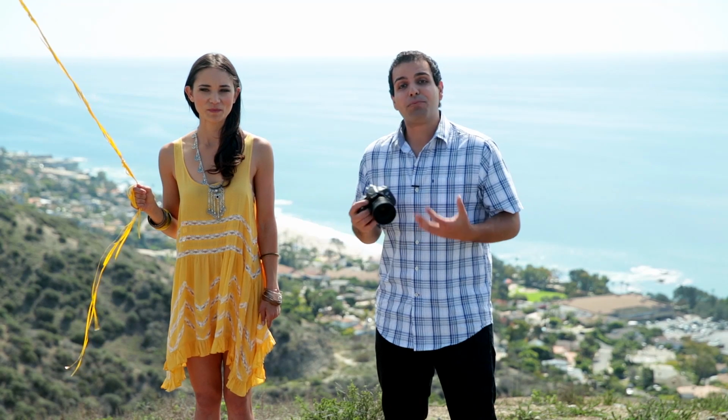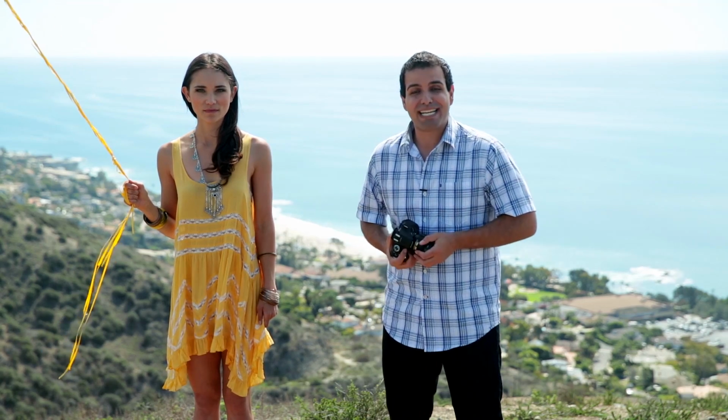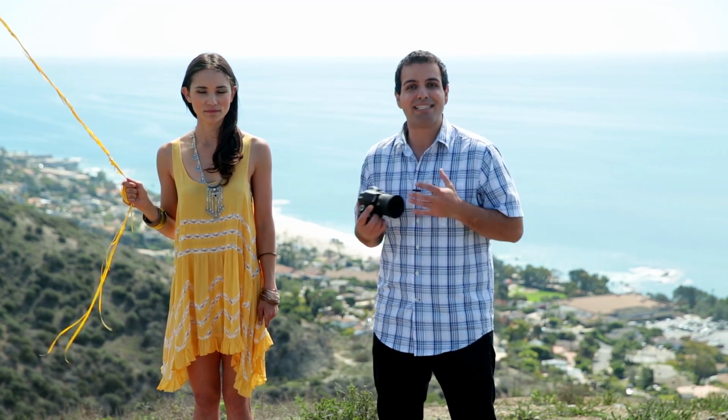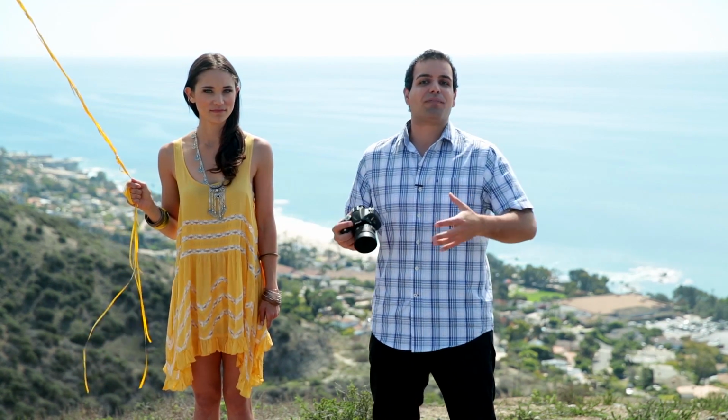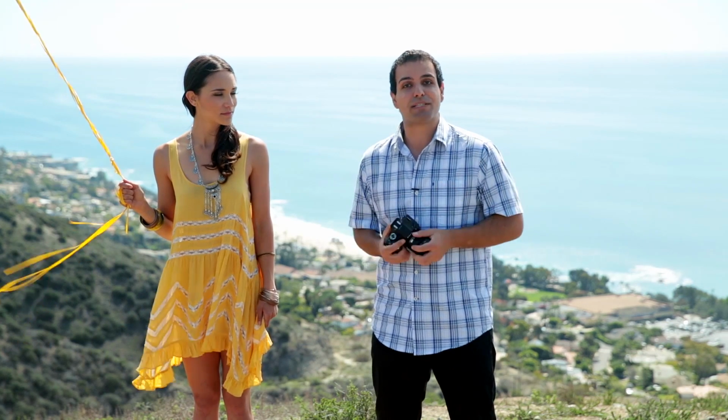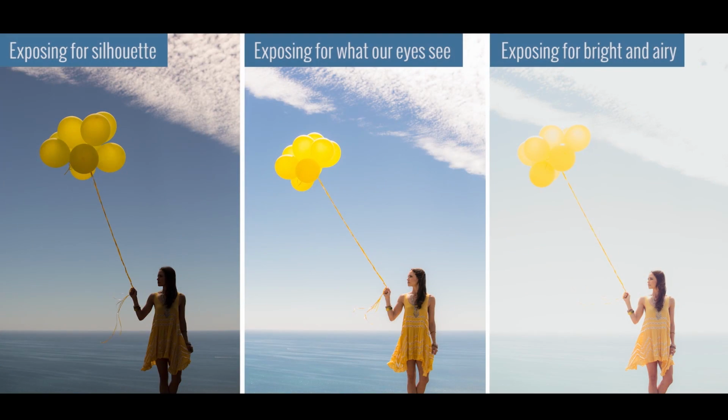So hopefully this video helps you all in understanding that in any particular scene, there is more than one artistically correct exposure. Sure, we can go for that perfect technical exposure, but really it matters what we're going for in our overall composition. Now for this particular scene, we shot everything from the silhouette to the bright, light, and airy shot.